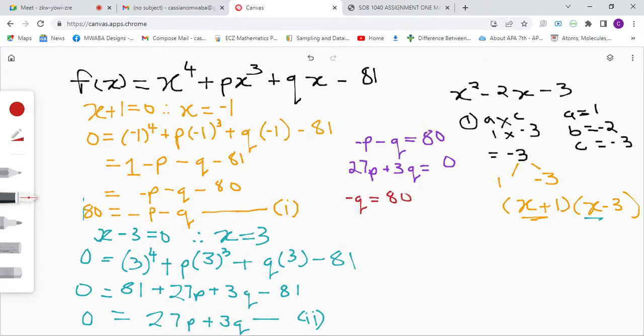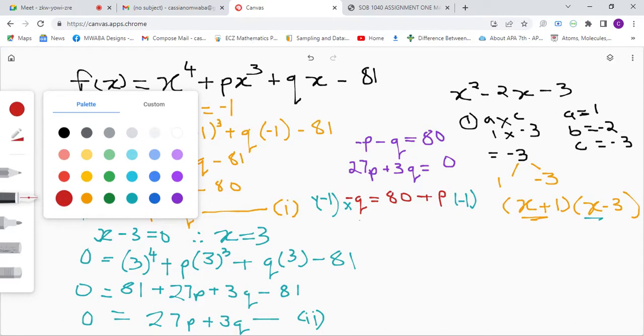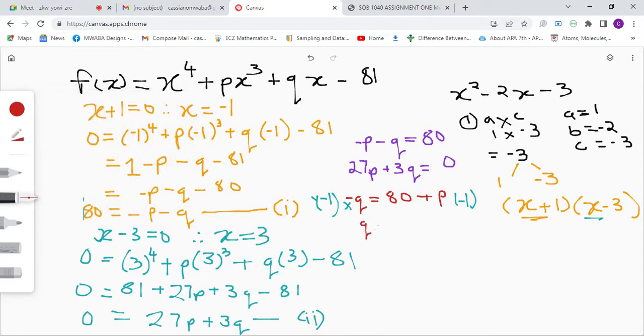So it's going to be like this: negative Q equals 80 plus P. Now we have to make this negative positive, so we're going to multiply both sides by negative 1. Even this side we multiply by negative 1.